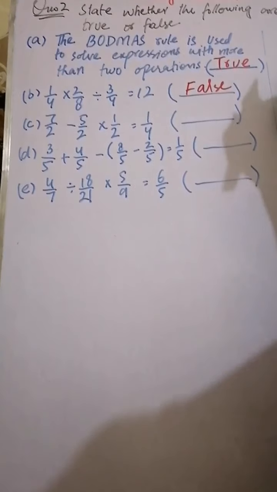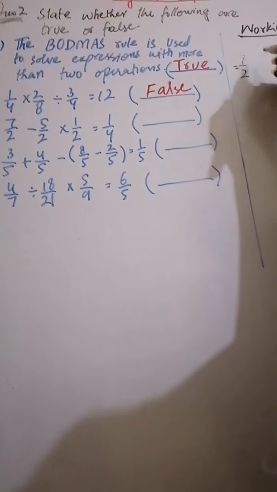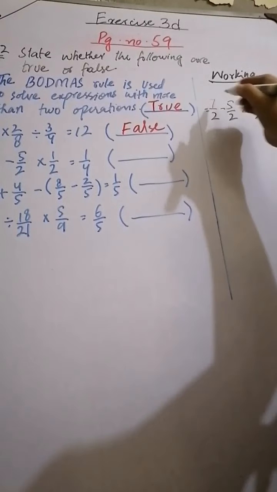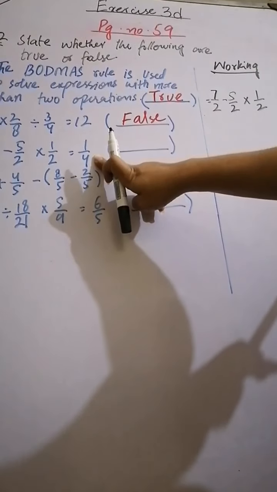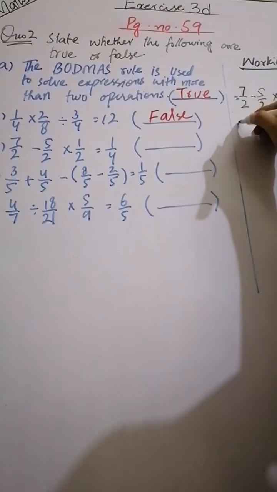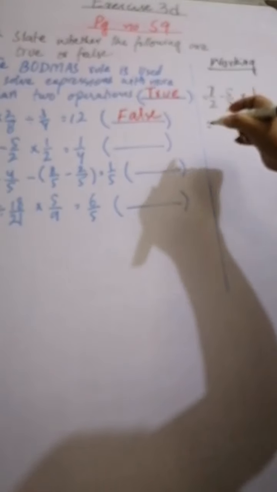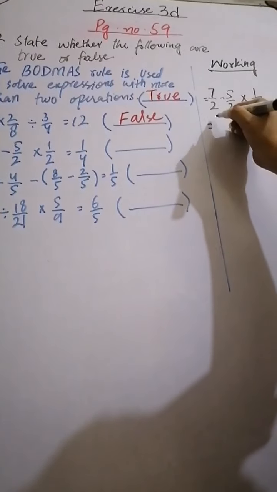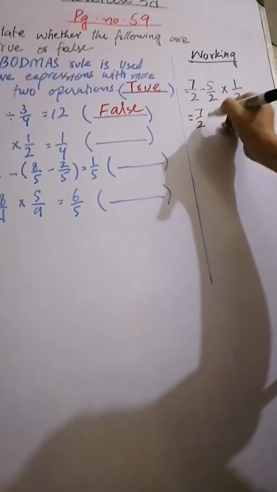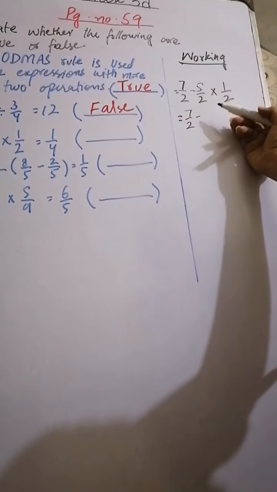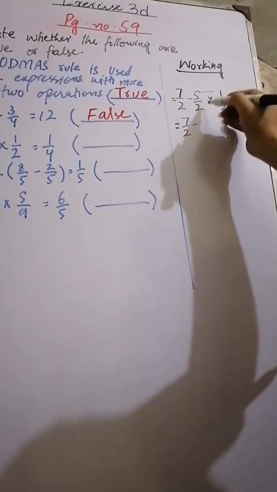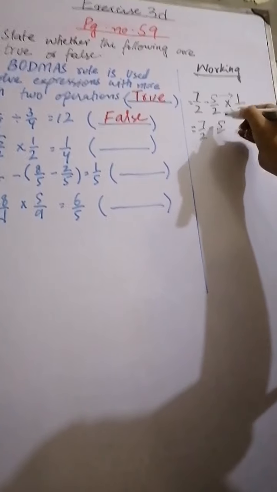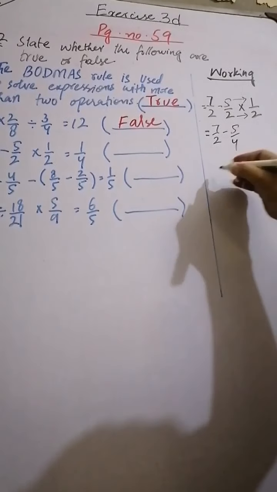Okay, now part C is 7 by 2 minus 5 by 2 multiply 1 by 2, right? So the answer is 1 by 4. Now we have to check whether the answer is 1 by 4 or not. So first of all, it's subtraction and multiplication. We have to solve multiplication first. 7 by 2 minus, there is no cutting at all, right? So we will multiply each other. Numerator is 5 1s are 5 and 2 2s are 4, correct?